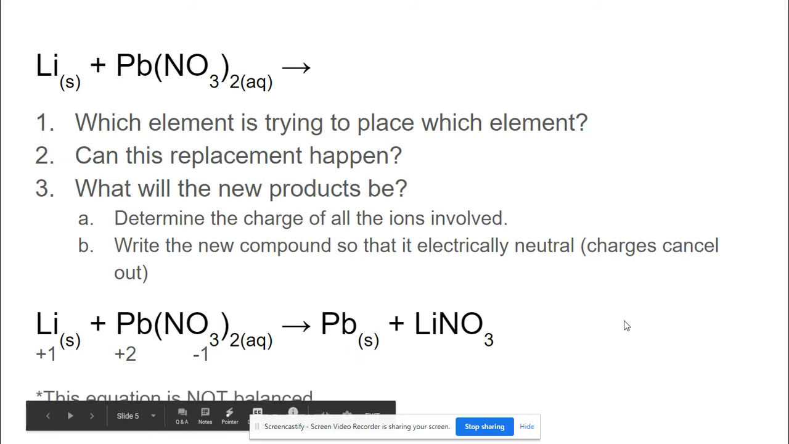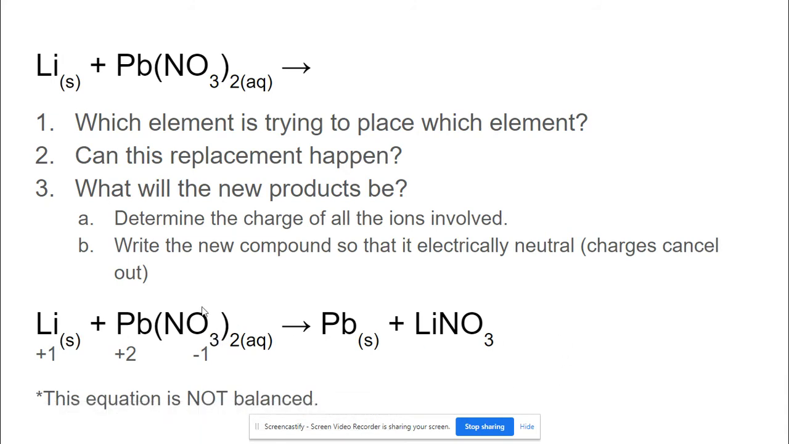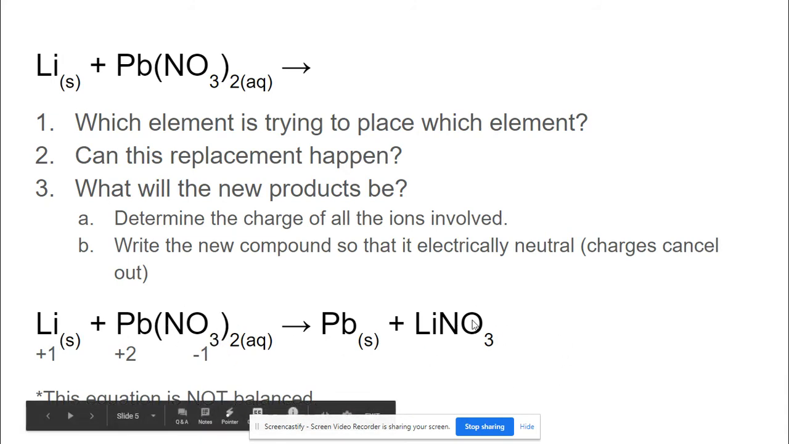Please note, this equation is not balanced. There are 2 nitrates here, there's only 1 here. We will balance equations later. I'm not really concerned about doing this at this point. We're just going to make sure we can write the products correctly. Okay, so we have single lead and lithium nitrate solution.